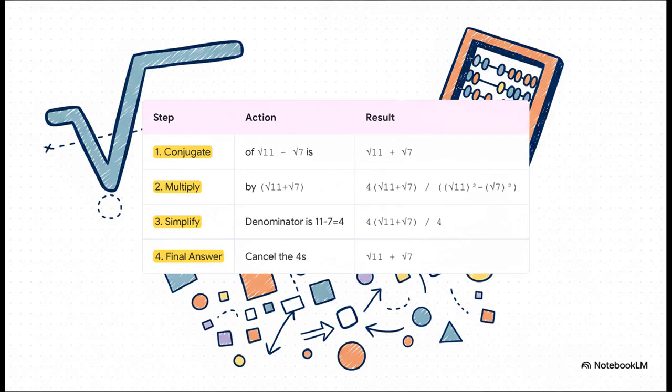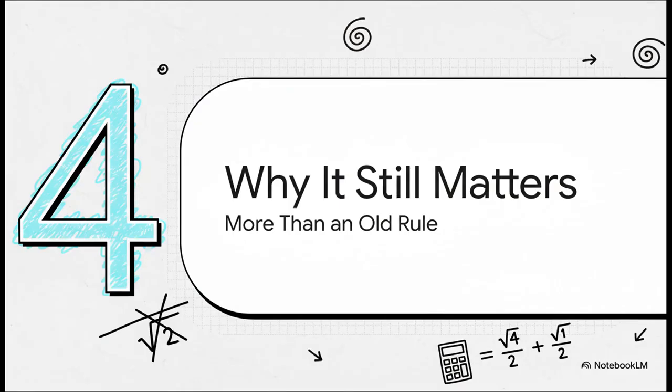And that equals 4. So now we've got 4 times our conjugate on top and 4 on the bottom. The 4's cancel out perfectly, and we're left with this incredibly clean answer, the square root of 11 plus the square root of 7. So, we've seen the history and we know how to do it.